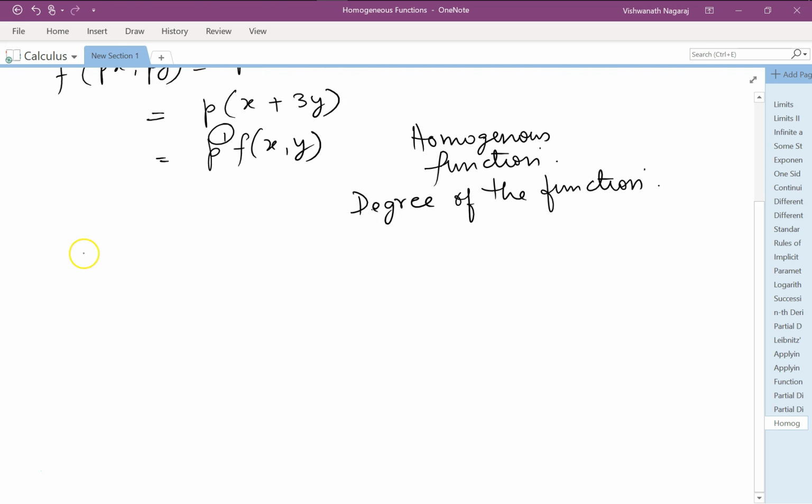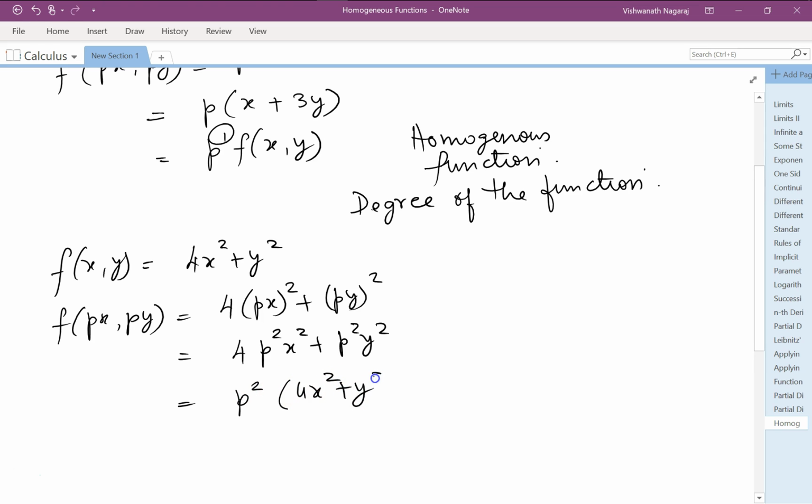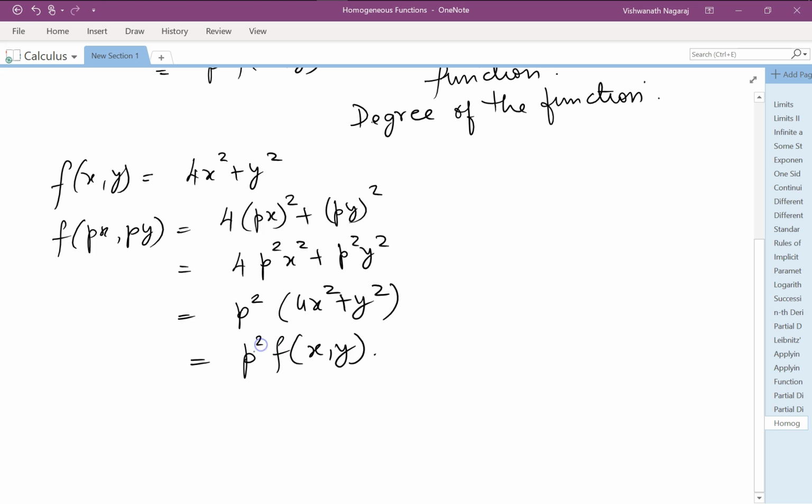Yes, let's look at some additional examples. Let's say f of x comma y is equal to 4x square plus y square. Okay, let's say f of px comma py. Remember, instead of p we can use any number as well. It is equal to 4 times px square plus py square. Again, simplifying it, we get 4p square x square plus p square y square. Let's take out the common factor, which is p square. We are left with 4x square plus y square, which is nothing but f of x comma y. So here it is p square, which means the degree is 2 and it is a homogeneous function.